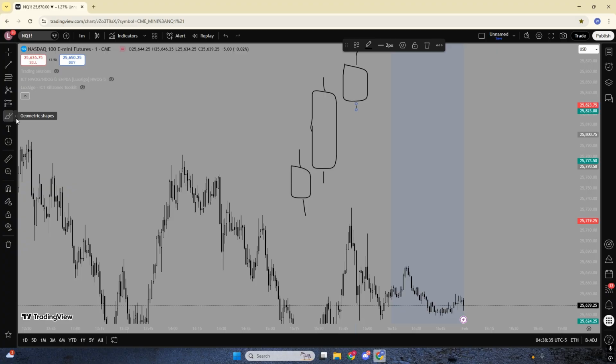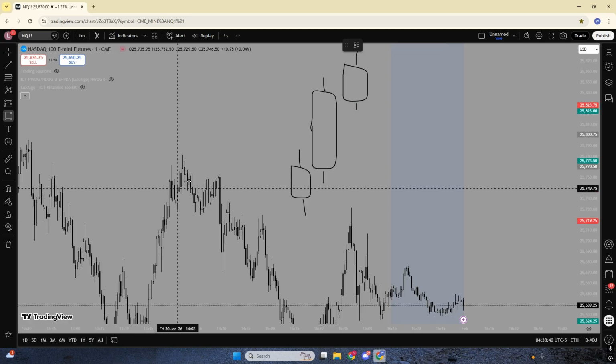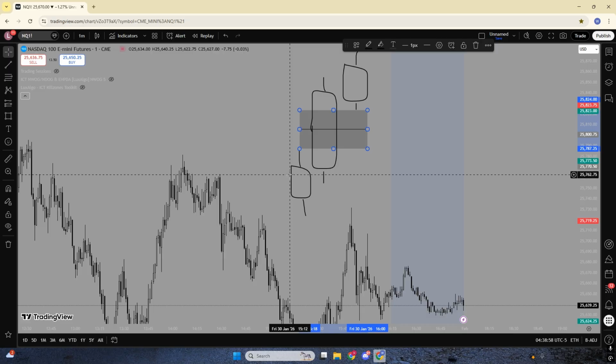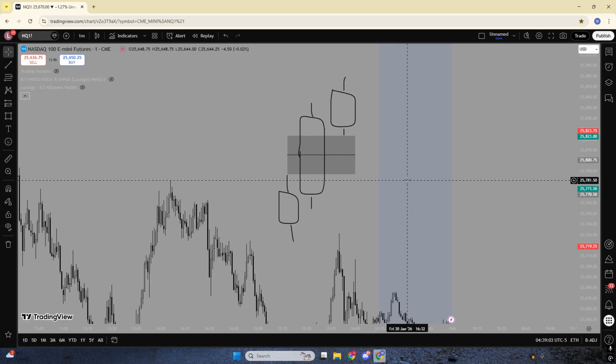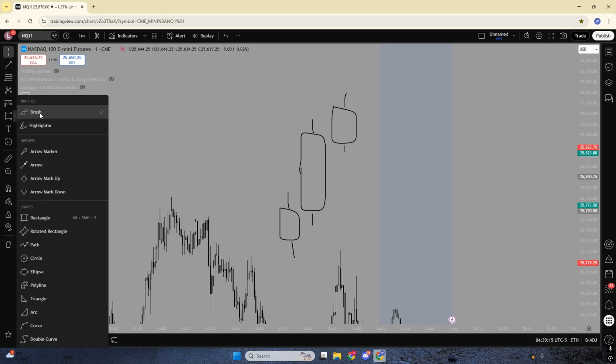It is basically when there's a big move, and during the big move, the first candle creates a wick, and then the second candle creates a big body, and the third candle creates another wick. The first candle's wick and the third candle's wick must not cover the body of the second candle. So it leaves a gap here, right?